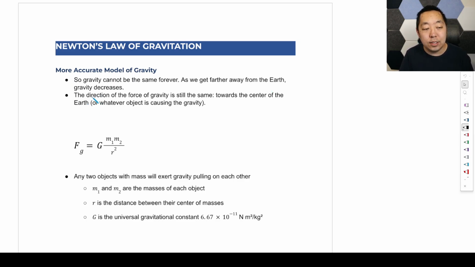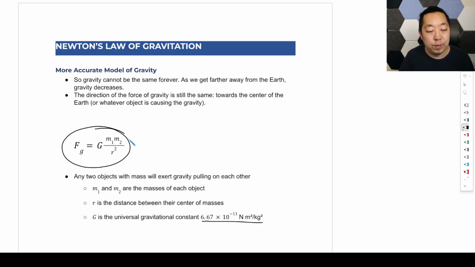Now, this formula is more accurate, so let's talk about what it involves. The direction of the force of gravity isn't any different. It's always towards the center of the Earth or whatever object is causing the gravity. It's just that there's a more involved formula when you start getting further and further away from the Earth, and it's given by this formula here. The force of gravity is given by G. G is a universal constant, just a constant to make units match.